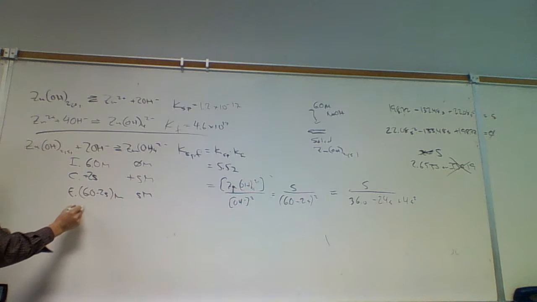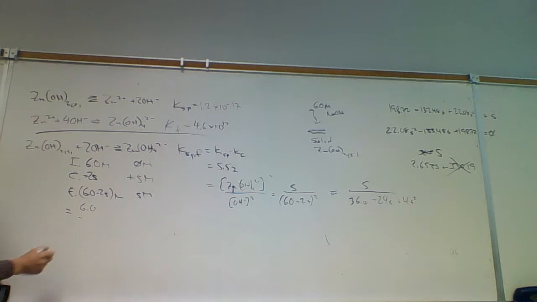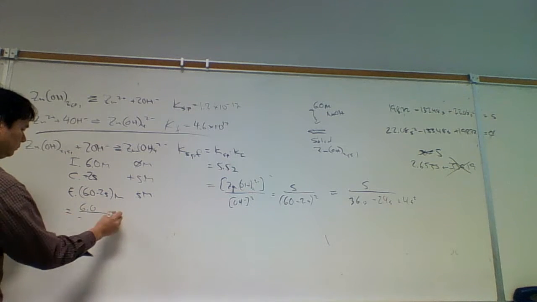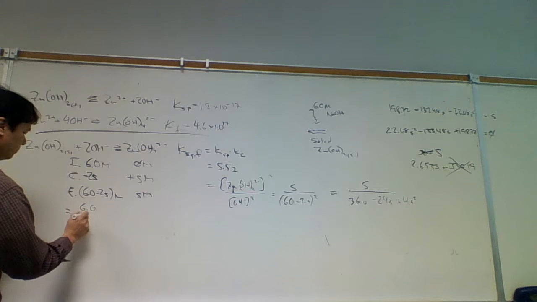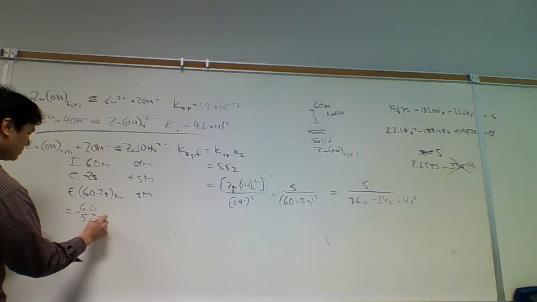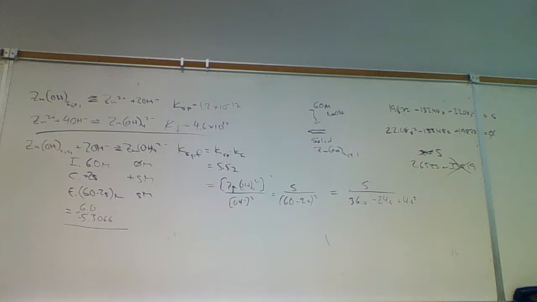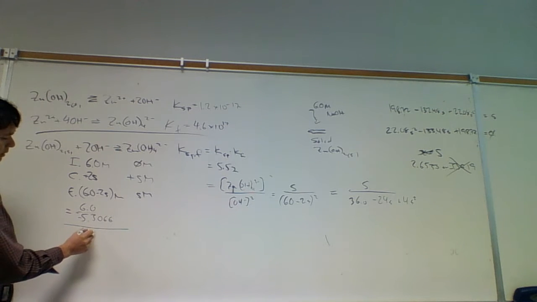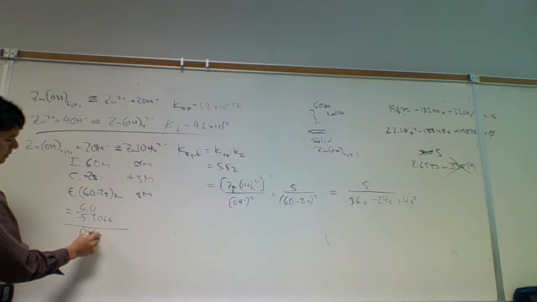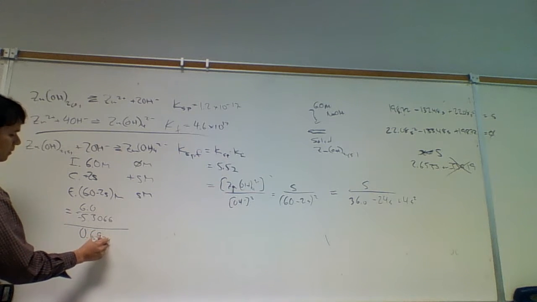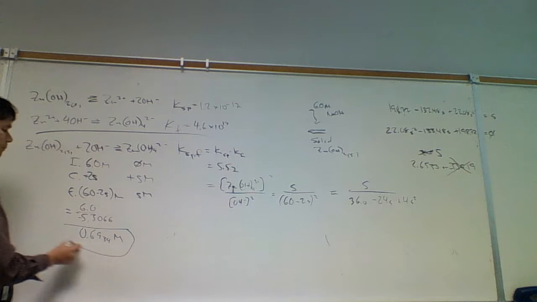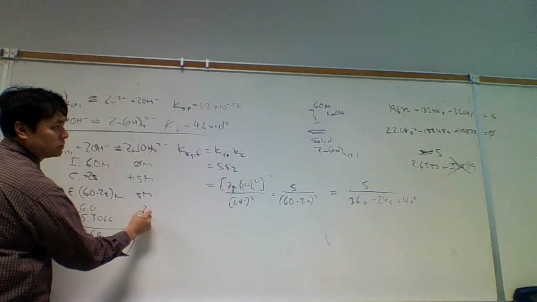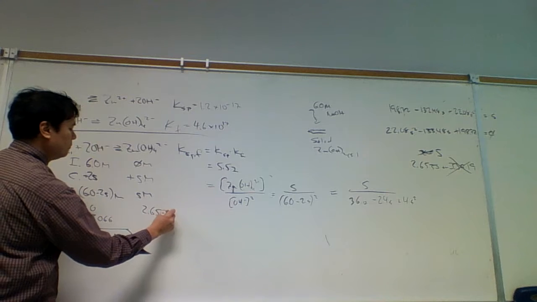Okay, so this is going to be 6.0 minus 2s. Well, 2 times 2.6533 gives me 5.3066. And so this is going to give me 0.6934 molar. And then this is just s, which is 2.6533 molar.